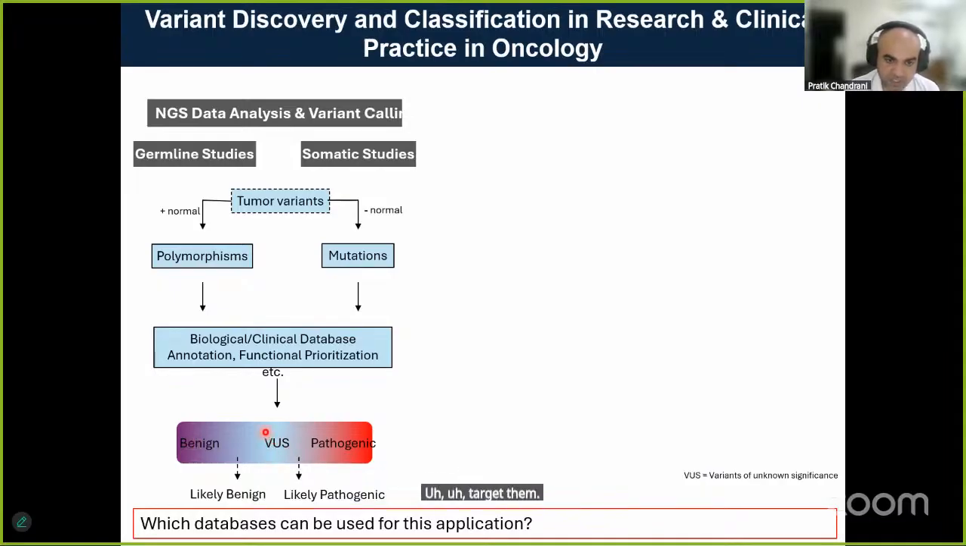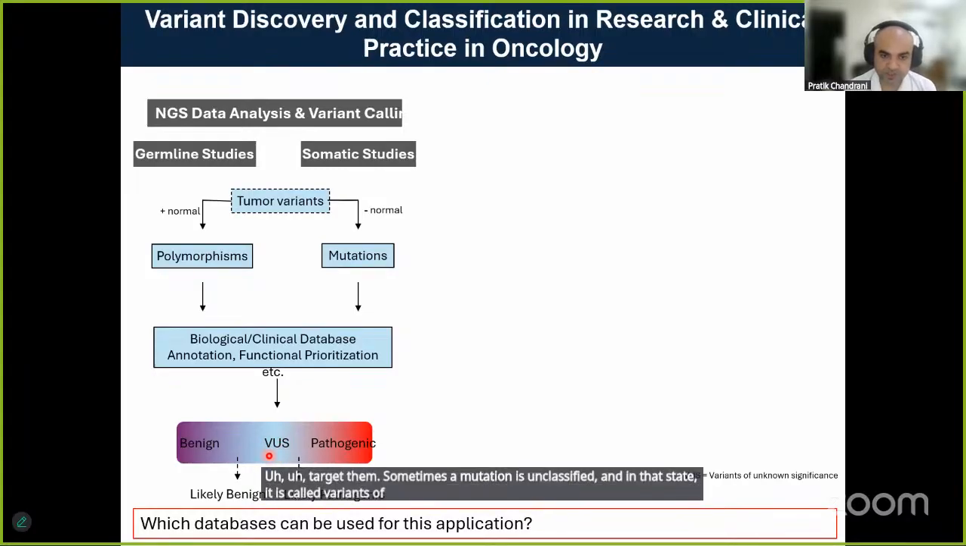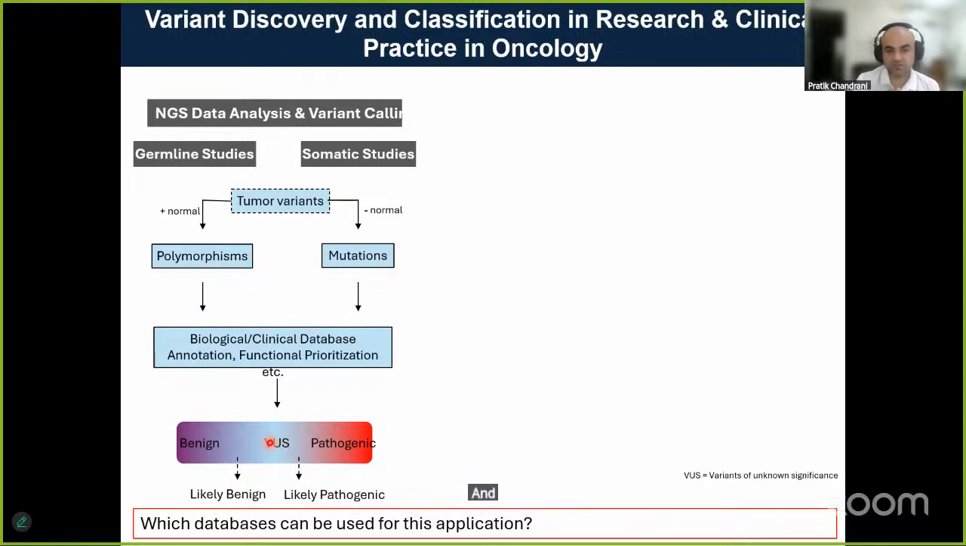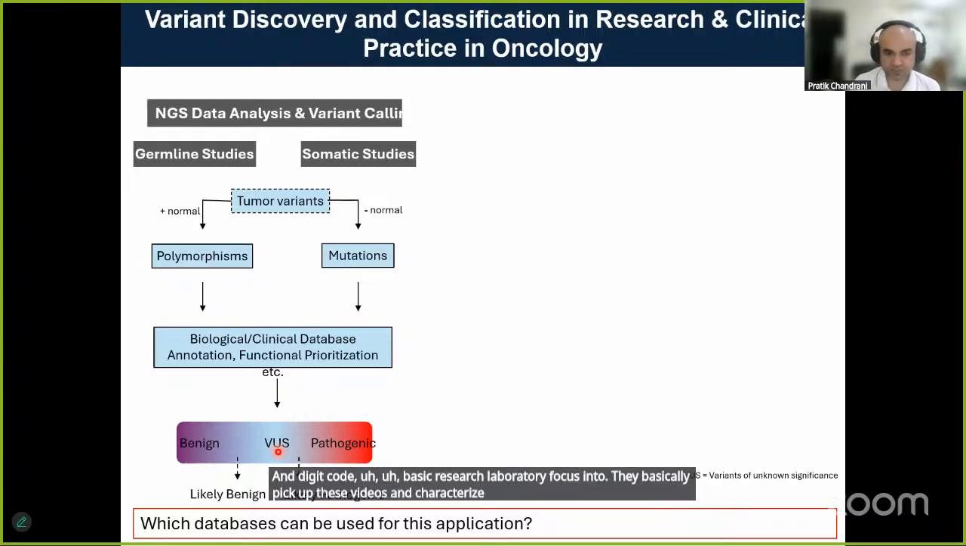Sometimes a mutation is unclassified, and in that state, it is called variants of unknown significance (VUS), and this is what basic research laboratories focus on. They basically pick up these VUS and characterize them by using cell lines and animal models and so on.